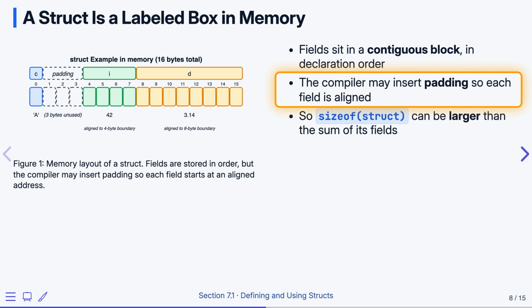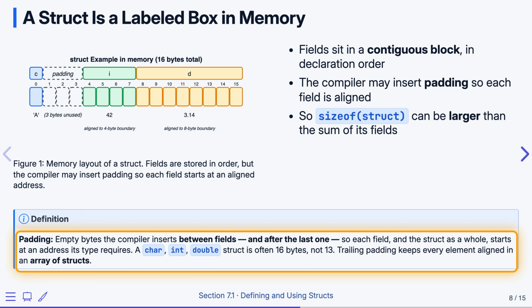But look closely. After the 1-byte char, the compiler inserts 3 padding bytes before the int. This padding lets the int start at an address divisible by 4, and the double at an address divisible by 8, which the CPU reads faster. So the size of the struct can be larger than the sum of its fields. 1 plus 4 plus 8 is 13, but this struct is actually 16 bytes.